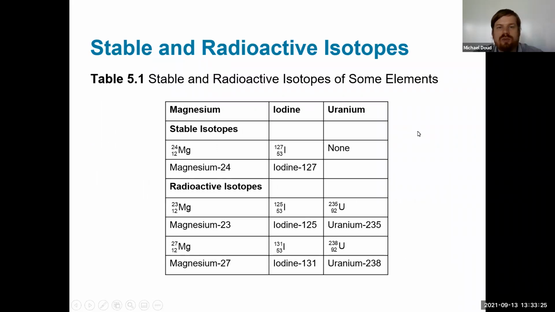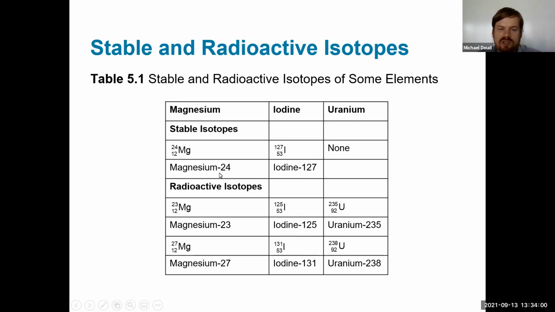Okay, so let's look at some of the radioactive isotopes and compare some of the different nuclei that are out there. I mentioned iodine already. Iodine has a stable isotope, which is iodine 127. In other words, iodine 127 does not undergo radioactive decay. However, there are two, iodine 125 and iodine 131, that do undergo radioactive decay. So these are unstable nuclei, and these are what we would call radioisotopes.